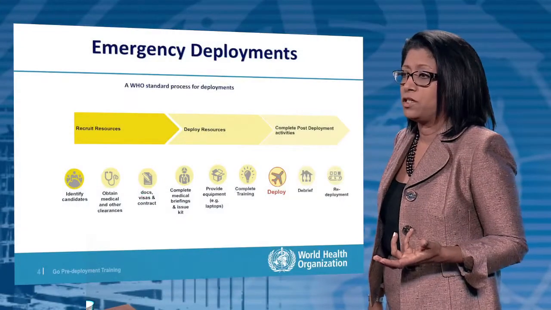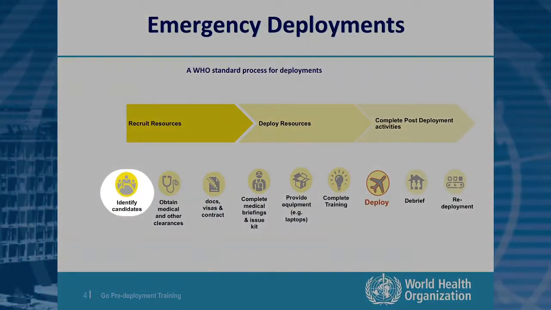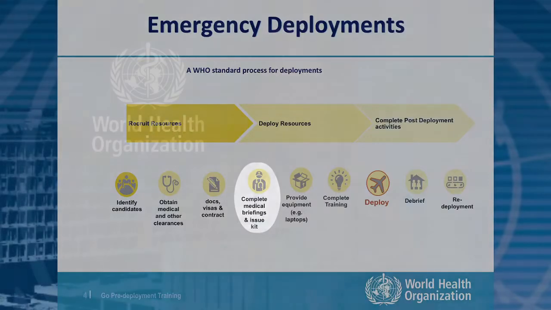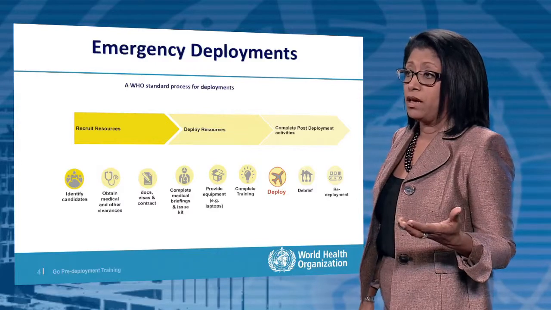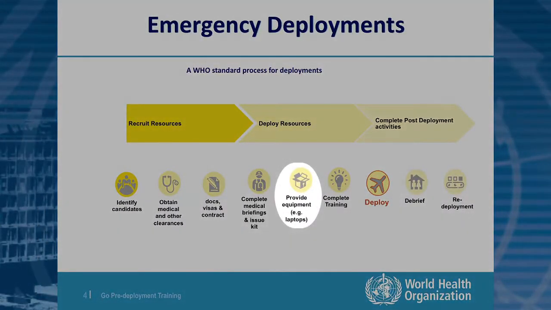We have a standard process for deployments: identifying candidates, getting the medicals cleared, getting your documents and the contract, completing the medical briefing, because as we remembered from the first module, remaining safe and keeping everybody else around you safe is very, very important. Some of you will often be provided with equipment, a laptop, telephones, whatever. Then there are trainings that you need to complete, such as the GO training and the eProtect. You will then be deployed. After the deployment, you should receive a debriefing, and there'll be some post-deployment arrangements.